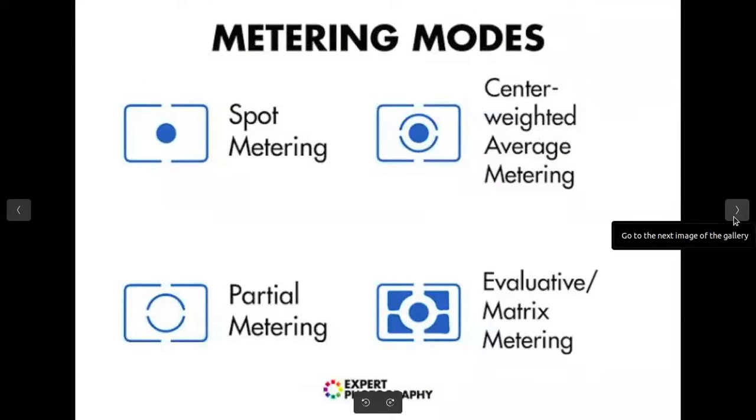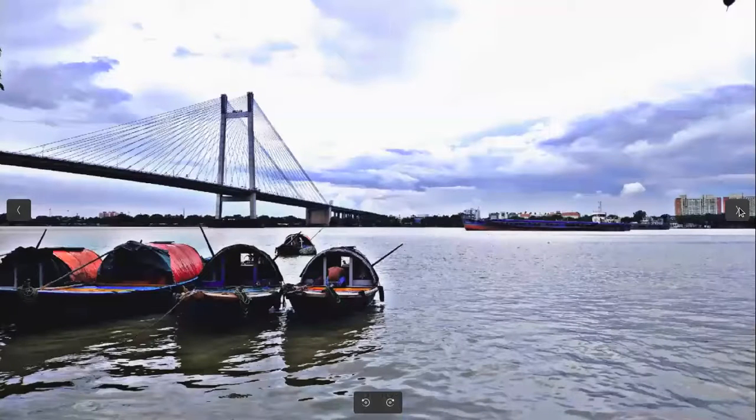There are 4 majorly accepted metering modes. Those are evaluative or matrix metering, where the entire frame is considered. There is spot metering, where a single point, depending upon the choice of the photographer, is decided. Or there is center weighted average metering, where depending upon the exposure level of the center point, the entire frame is decided. But in case of partial metering, the center point as well as the surrounding area. So depending upon these things, the metering is decided.